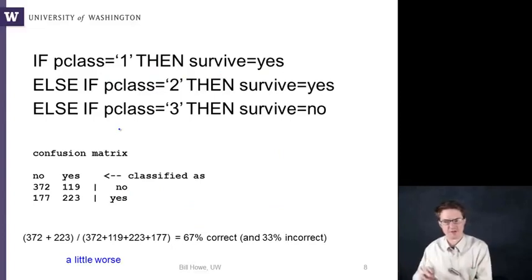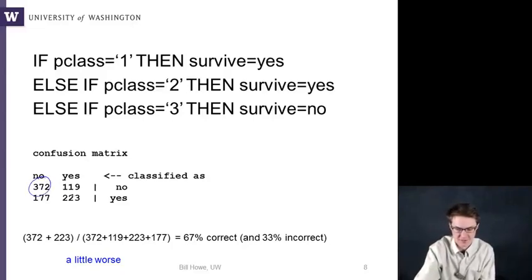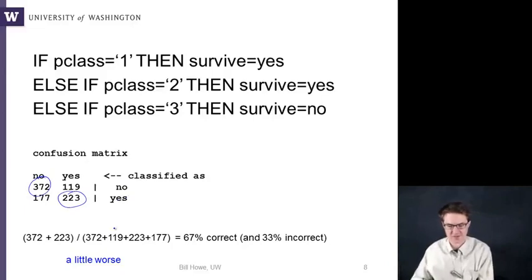But here's just another example of a simple rule just for class itself. If you're in first class, then you survive. If you're in second class, then you survive. But if you're in third class, then you don't. And so now, the confusion matrix we can build again. Remember, the confusion matrix is just the class label, so it's still just no and yes and no and yes. And how do we do here? Well, the diagonal tells us 372 plus 223 over the total number is only 67% correct. So it's a little bit worse.